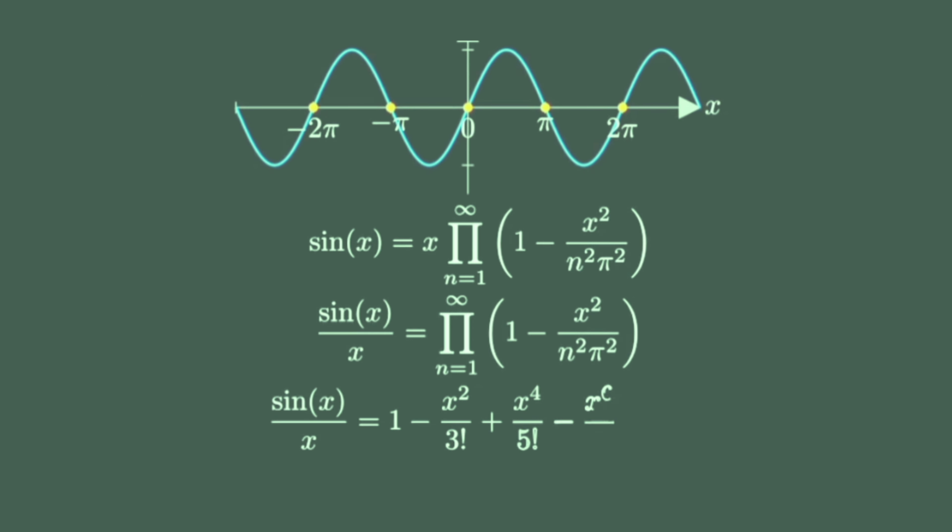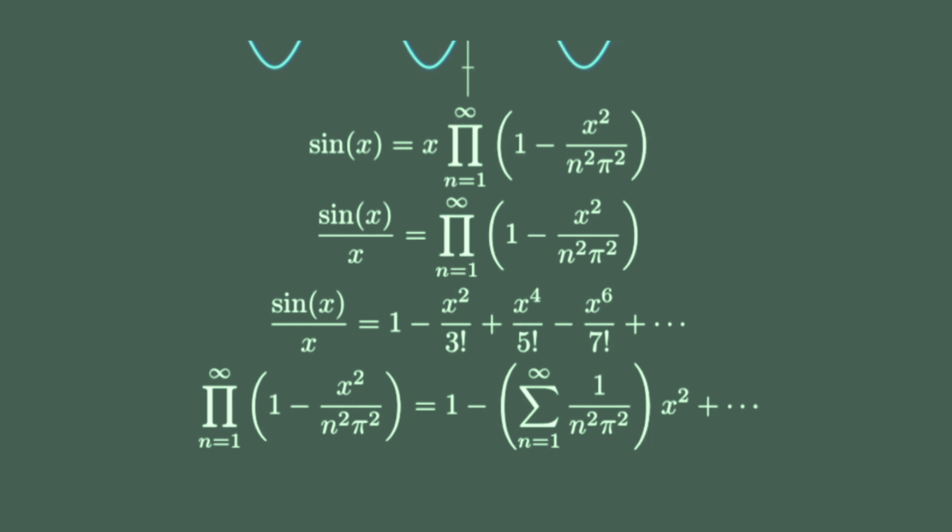Now we use another representation of sine, the power series. Sine of x is x minus x cubed over 3 factorial plus x to the 5 over 5 factorial, and so on. Divide by x, and we get 1 minus x squared over 3 factorial plus x to the 4 over 5 factorial, and so on. Let's write that series. Now comes the heart of Euler's argument.